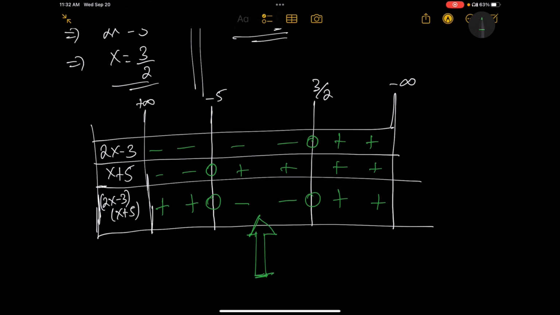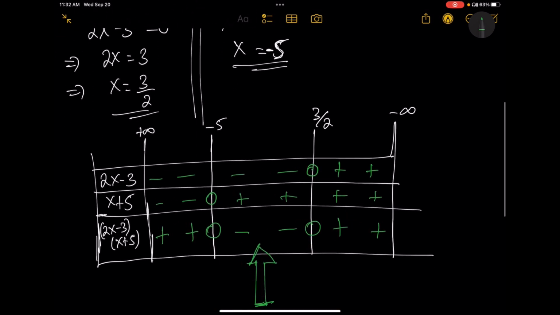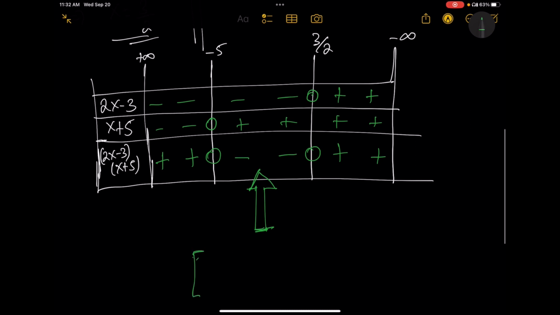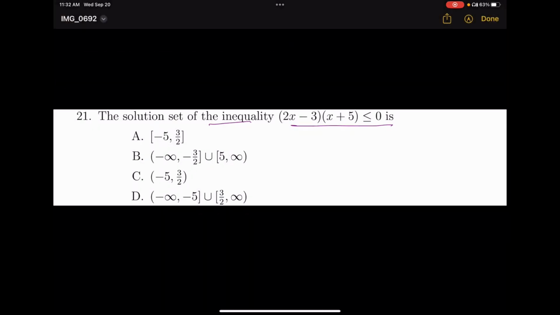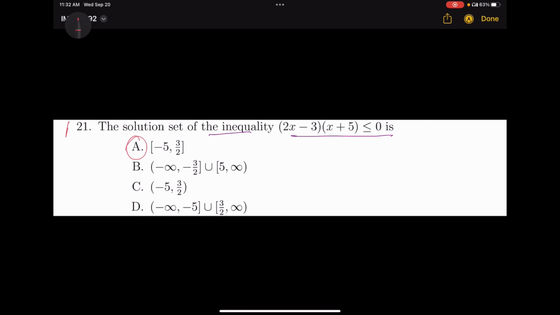x is in the interval, strictly less than or equal to, that is when it is in the closed interval negative 5 up to 3 over 2. Okay, this is the answer: the closed interval from negative 5 to 3 over 2. Therefore the answer is A.